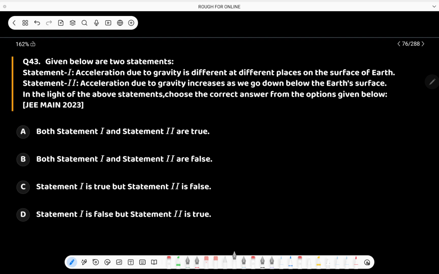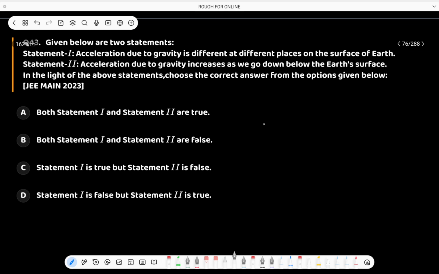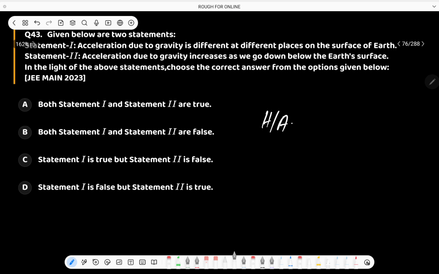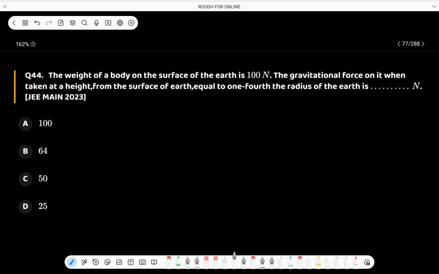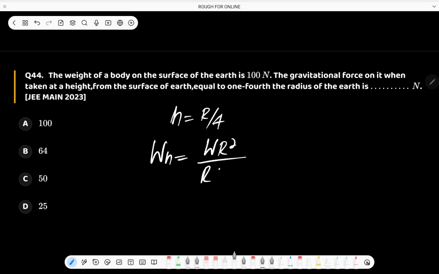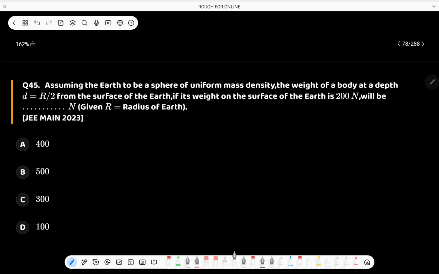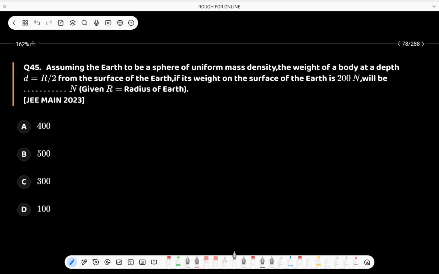Question number 43 is a statement type question, an easy question. I will keep this question as a home assignment for you, because there should be some questions which you need to solve. The weight of the body on the surface of Earth is 100. The gravitational force on it when taken to a height from the surface of Earth equal to R by 4. h is given, that's equal to R divided by 4. You will have to calculate what is Wh. I will write down it's equal to W R square divided by (R plus h) whole square. From here on you will do this question yourself, because we have done a good number of questions on this pattern. So next question, you look at it, beta.